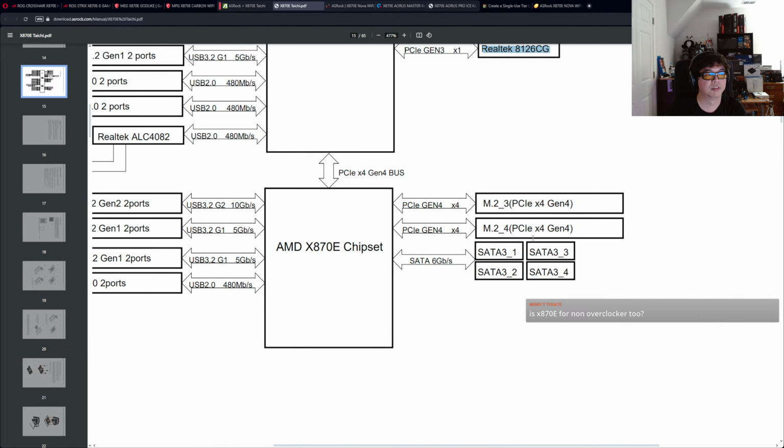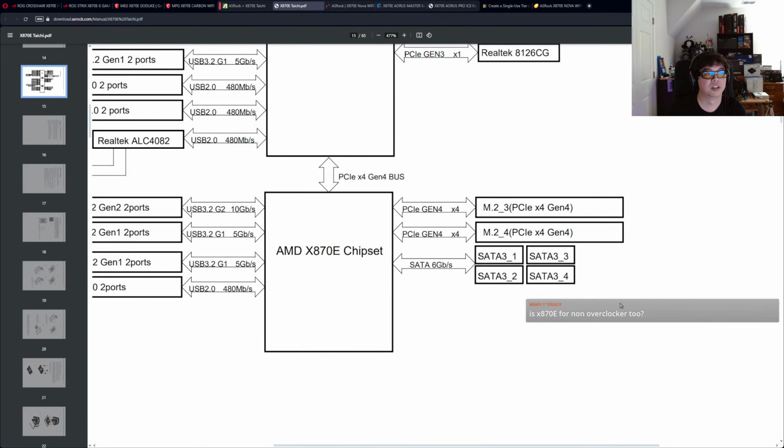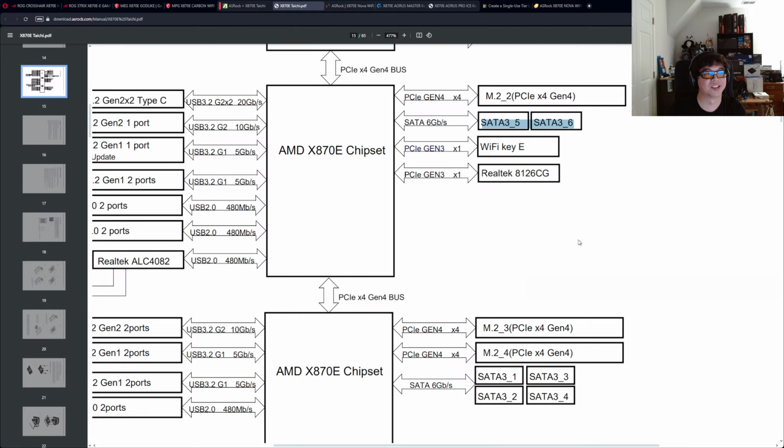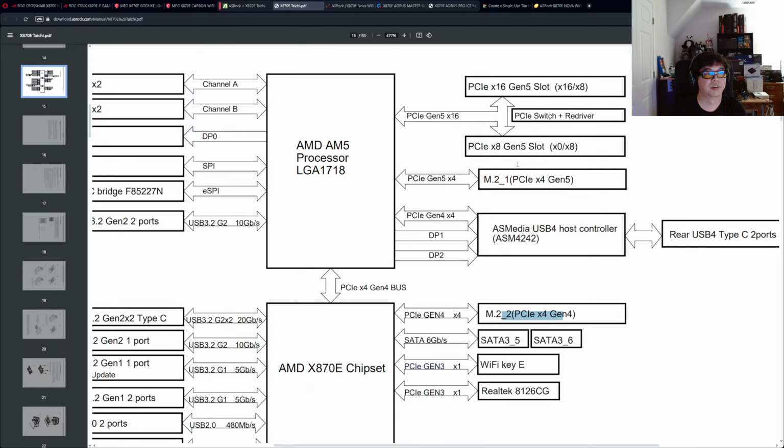5 gig LAN. And then down here on the second chip, the third and the fourth M.2. And then 4 more SATA. So the Taichi provides 6 SATA and 4 M.2. And none of the storage shares lanes with the graphics card.